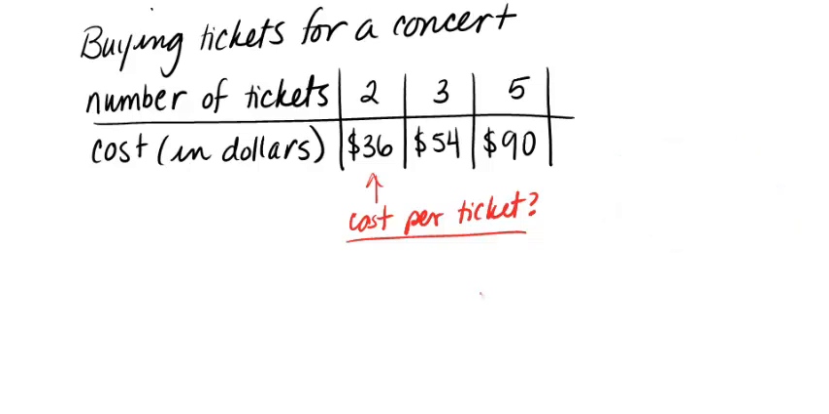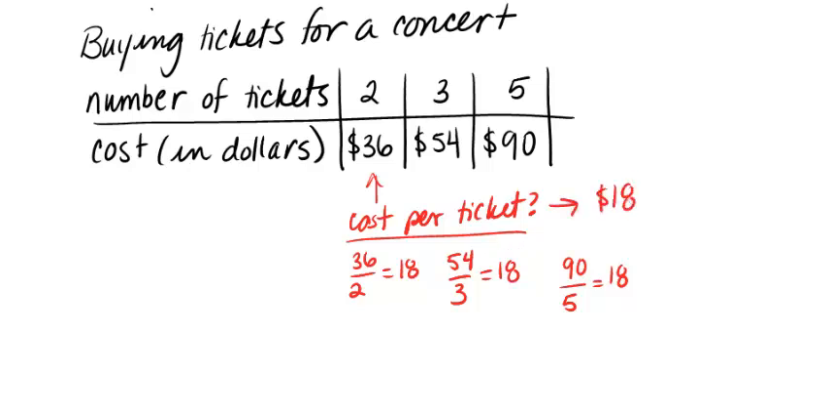Okay, so let's see. If you look at what you've got here, you want to make sure your cost per ticket is the same no matter how many tickets you buy. So let's test this. 36 divided by 2, you get 18. 54 divided by 3 for the second situation, you get 18. And also 90 divided by 5, you get 18. So it looks like no matter what, the cost per ticket is $18.